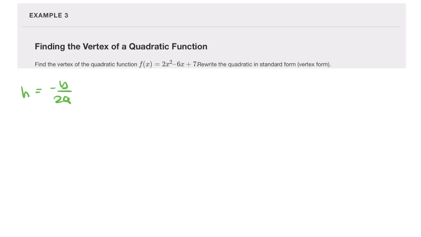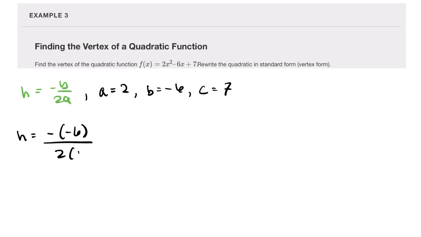So because our function is given in general form, our a is 2, our b is negative 6, and our c is 7. Okay. So then the x-coordinate of our vertex, which is h, is going to be negative b. So it's going to be a negative 6 over 2 times our a. Our a is 2. So that looks like it's a positive 6 over 4, which reduces down to 3 over 2.